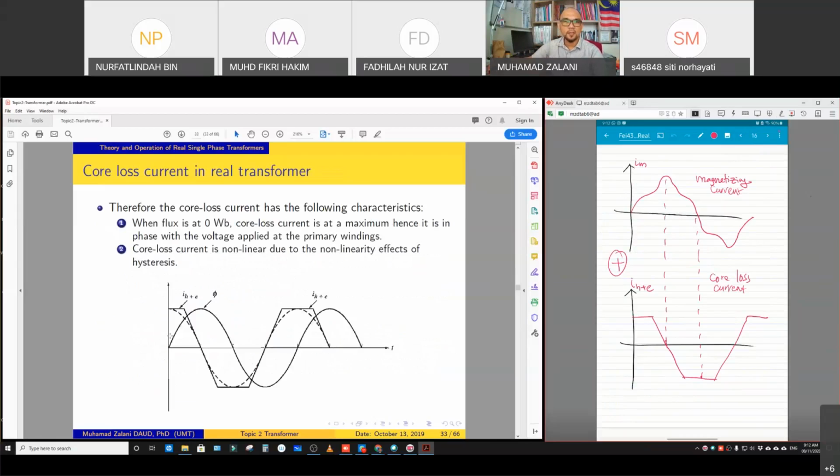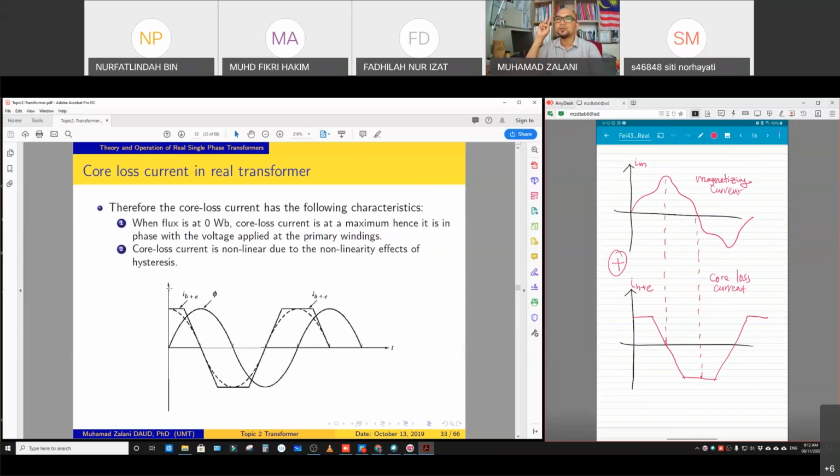So similarly, as you can see, this is the figure from Chapman's book. We get the core loss current of the cosine voltage, a cosine function. But it is not a pure cosine function like the dotted function here. It is more like a function that contains harmonics. So this is the current due to the harmonics and also eddy current. We call it the core loss current.